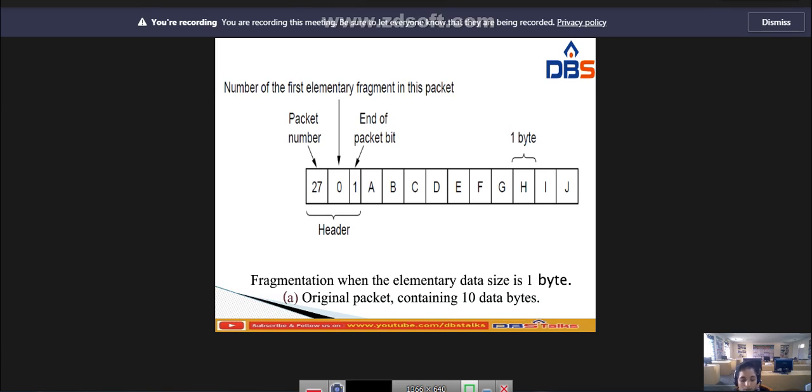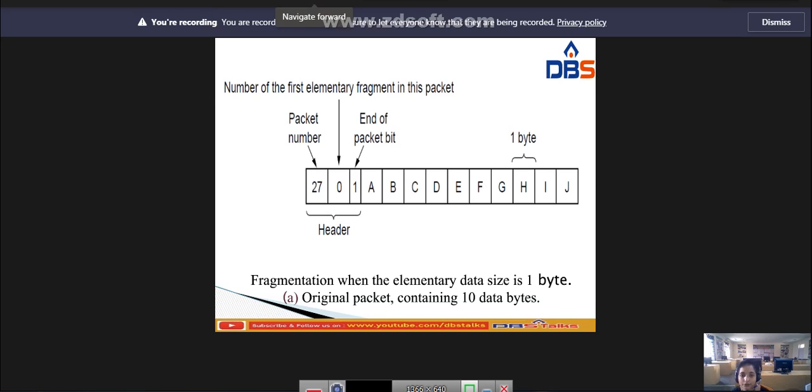And here we have A, B, C, D, E, F, G, H, I, J. These are the bytes; every one is 1 byte in size. So this is the header. This is fragmentation when the elementary data size is 1 byte and the original packet contains 10 data bytes. This is called the original packet containing 10 data bytes.